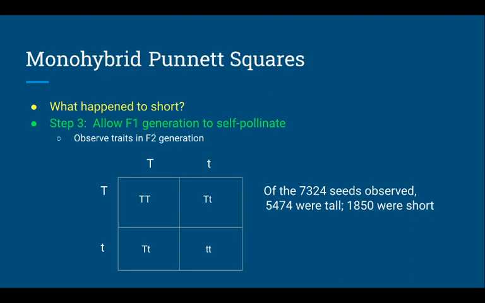So I told you there were 7,324 seeds that he observed. Of those, 5,474 were tall, 1,850 were short. And even though it isn't exactly a 3-to-1 ratio, it's close enough that we would say it's a 3-to-1 ratio. So this is the first step in moving to figuring out just exactly how traits are passed from parents to offspring.